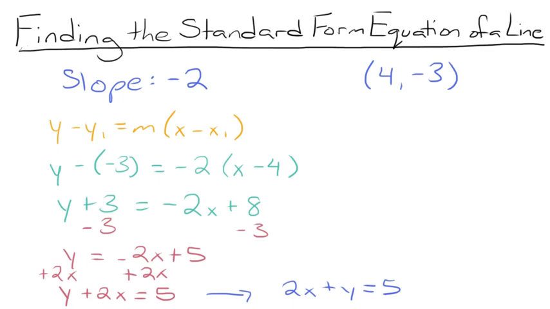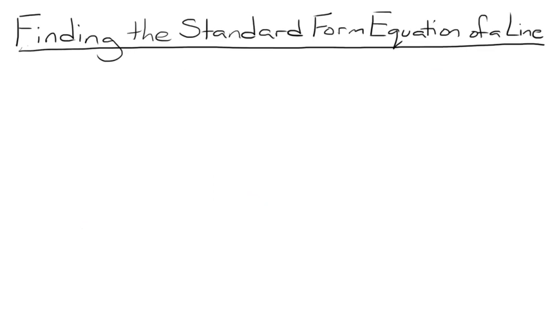Now let's shift to looking at how to find the standard form equation of a line when we are given 2 points on the line. Notice we aren't given the slope of this line, so in order to solve our problems, we will need to first find the slope of the line using the slope formula. So let's try an example. Find the standard form equation of a line that passes through the points -6, 1 and 4, 7.